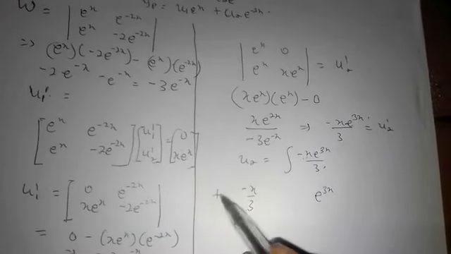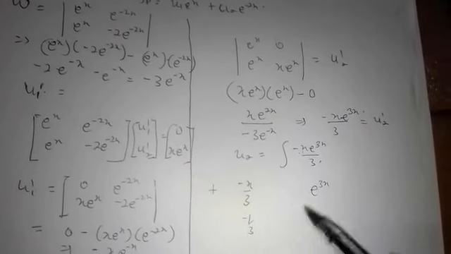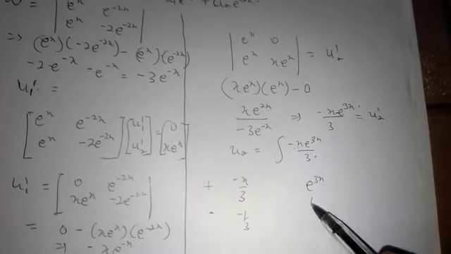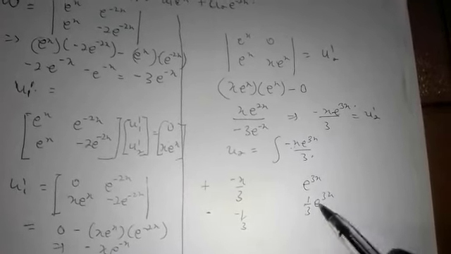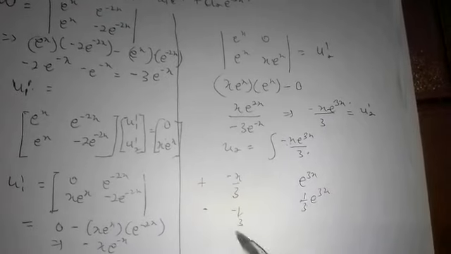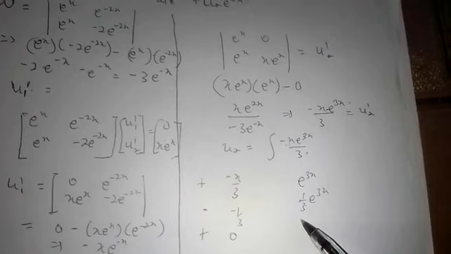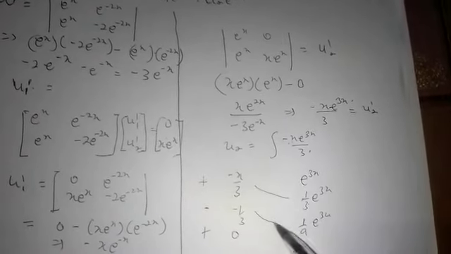So I'll write plus here. Then when I differentiate this, I'll get negative 1 over 3. I'll write minus here. When I differentiate this, I'll get 1. When I integrate this, 1 over 3 e to the power 3x, like that for the second part. Then here when I differentiate, I'll get 0. When I integrate, I'll get 1 over 9 e to the power 3x. And I'll just do something like this.